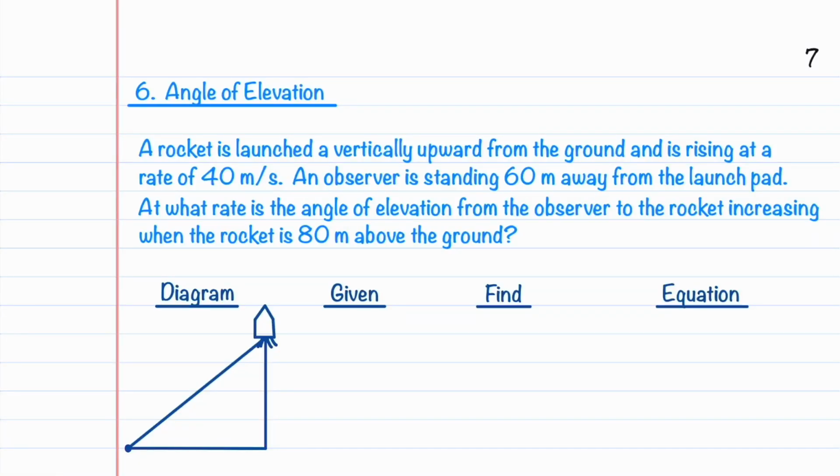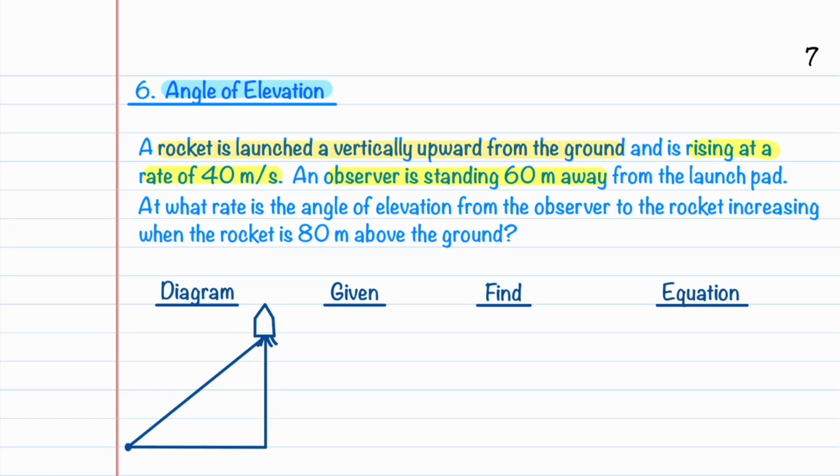We're going to be looking at a related rates problem that involves an angle of elevation. We are told that a rocket is launched vertically upward from the ground. I have a little picture drawn down here so that you can see what that looks like. And it is rising at a rate of 40 meters per second.